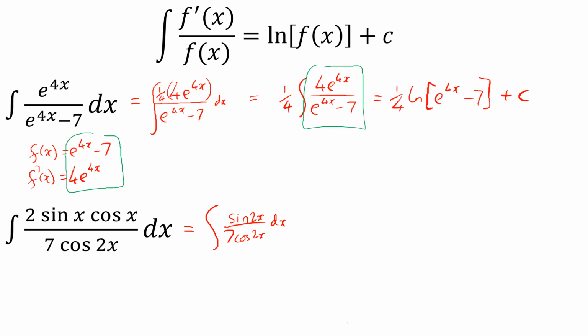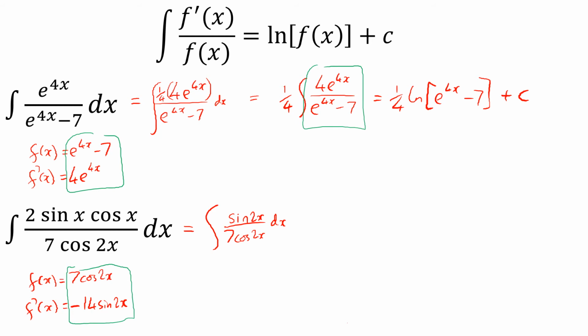So we've got f(x) on the bottom is equal to 7 cos 2x. And what's the differential of that? It's going to be minus 14 sin 2x. Now you might want to do some chain rule to convince yourself of that. So this is what we want the bottom and the top to look like.